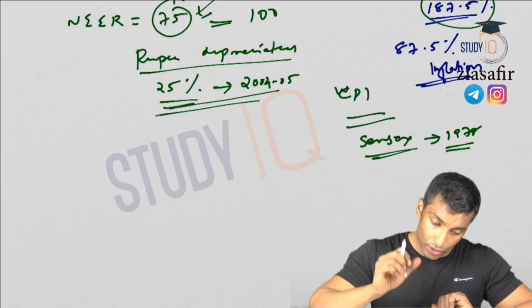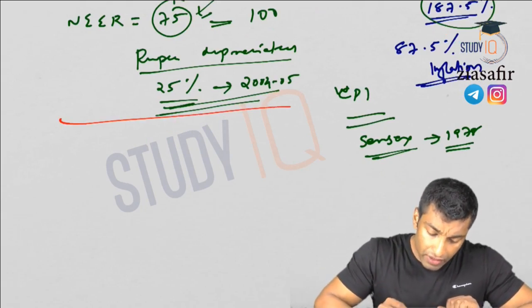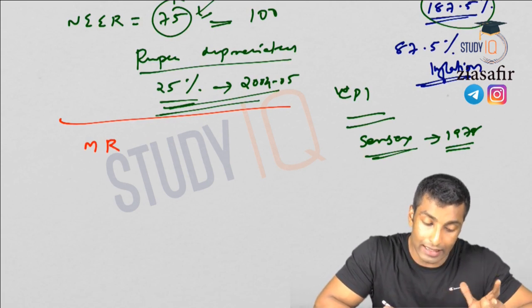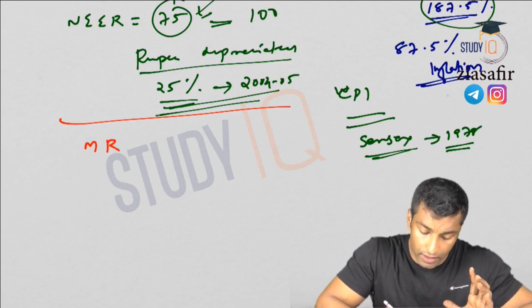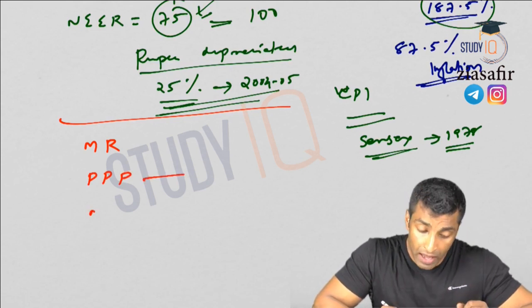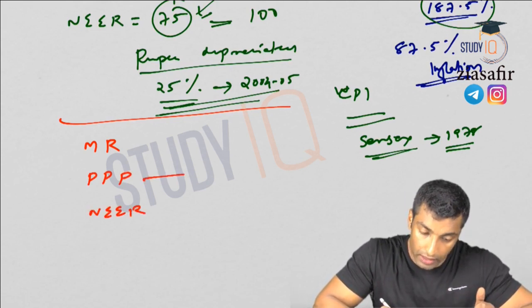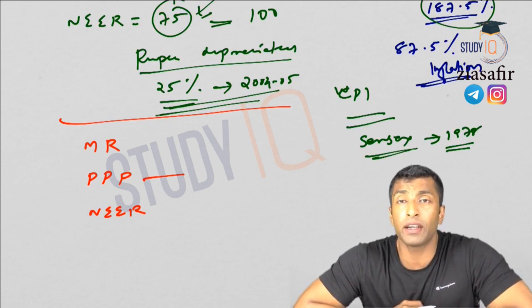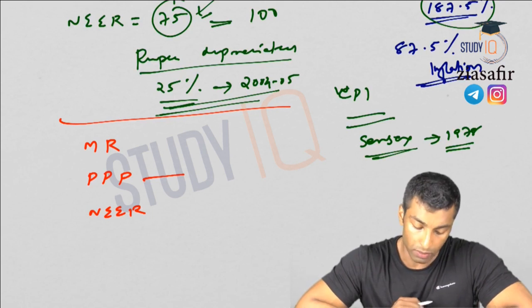Okay, so far we have discussed three types of exchange rate, right? We have discussed the market exchange rate, and then we have discussed the purchasing power parity based exchange rate. Now we are talking about NEER. So we have discussed three types. Now tell me which one among these actually shows the competitive strength of your economy, or our economy.